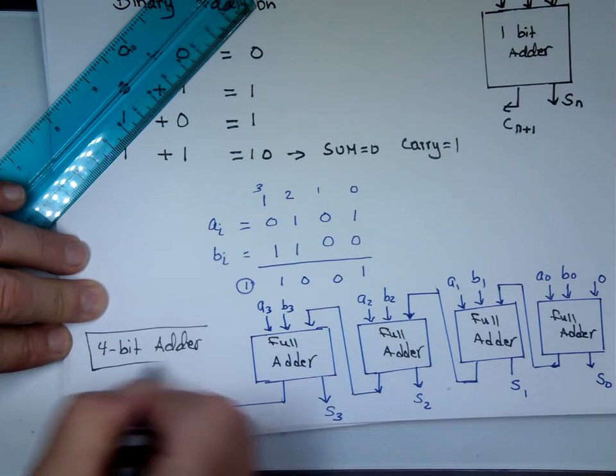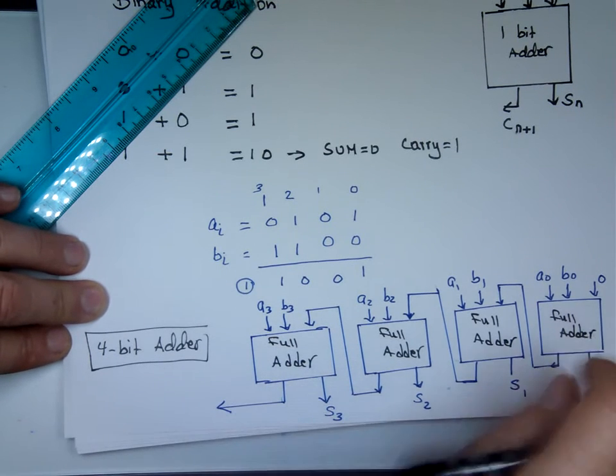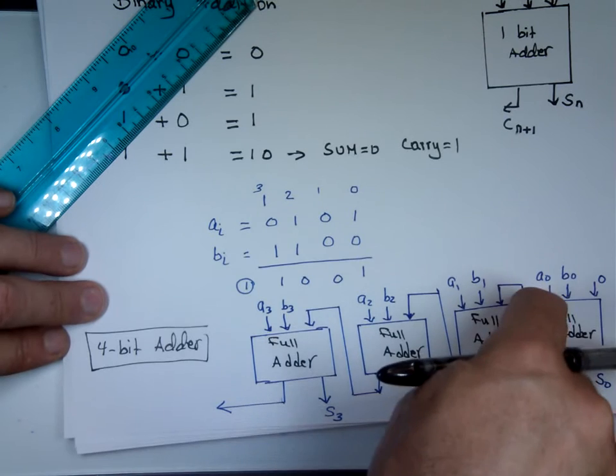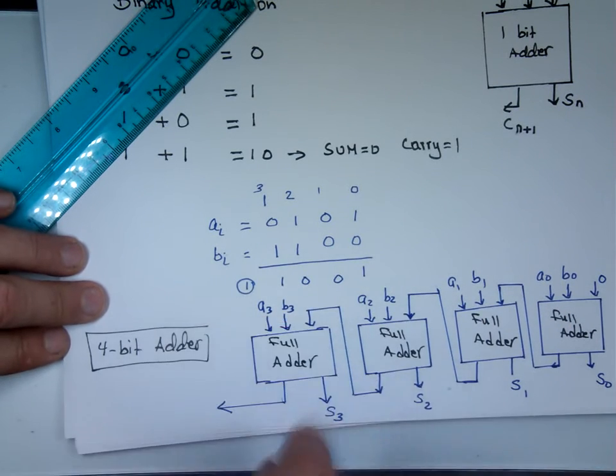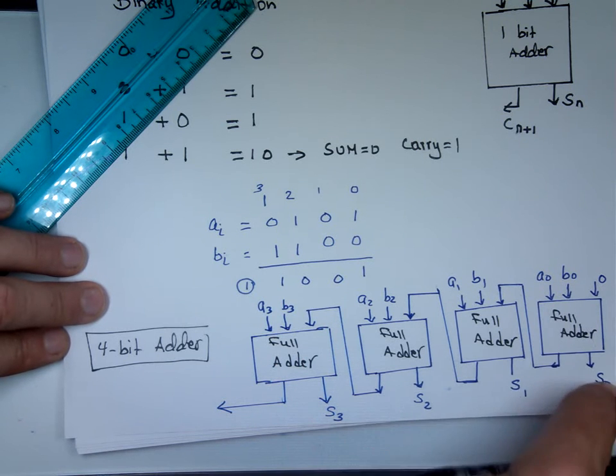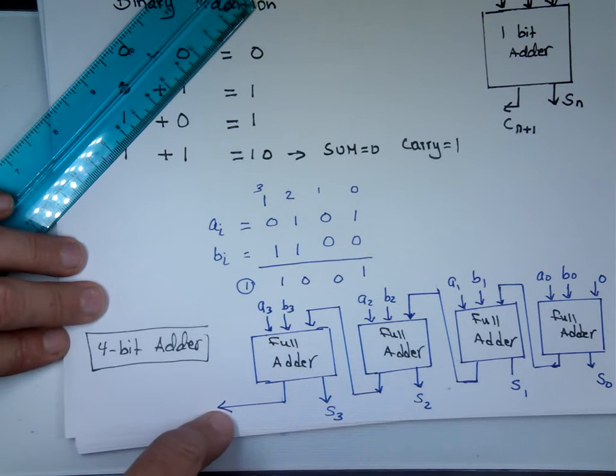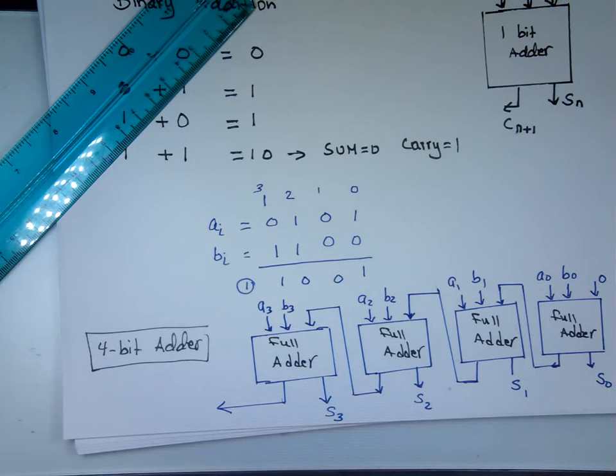They'll give you a chip that has these 4 on it. It has A0, B0, A1, B1, A2, B2, A3, B3. This will be grounded. There'll be 4 outputs here and 1 with a carry. And there's some power supply on them.